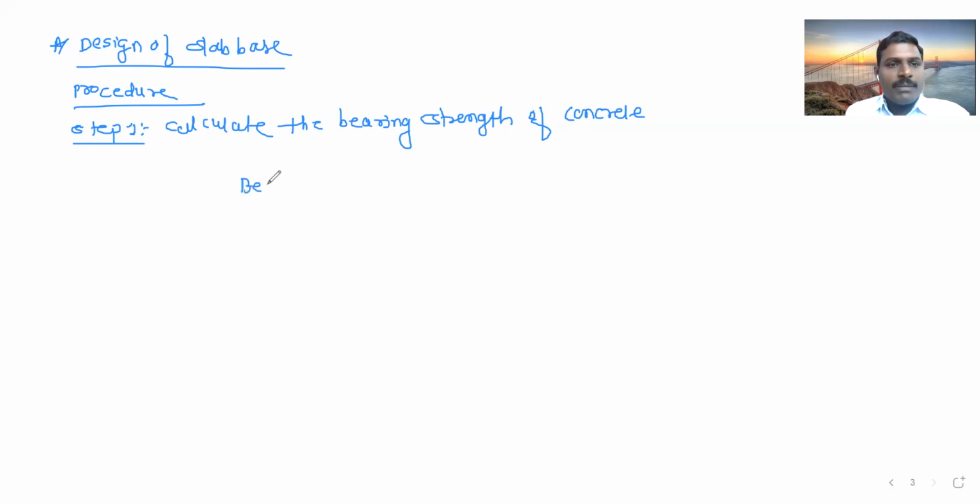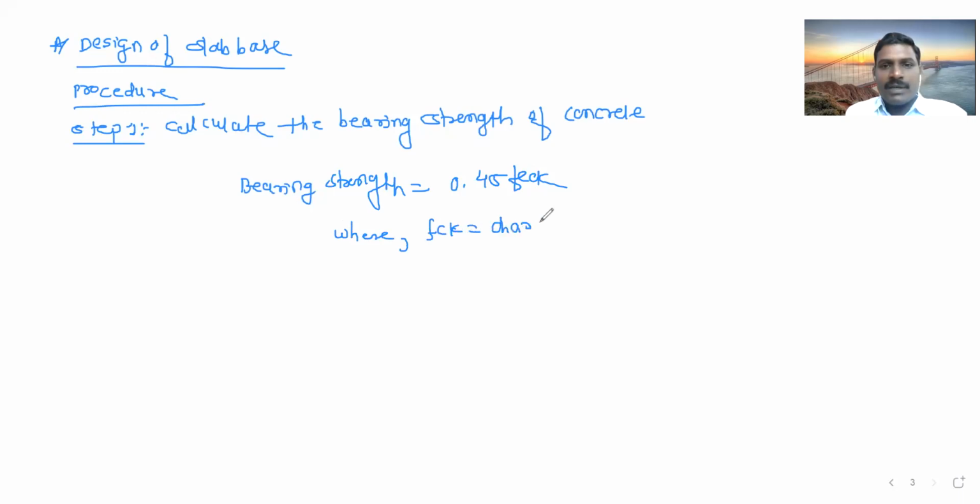So we have to calculate the bearing strength. Bearing strength is equal to 0.45 fck, where fck is the characteristic strength of concrete.